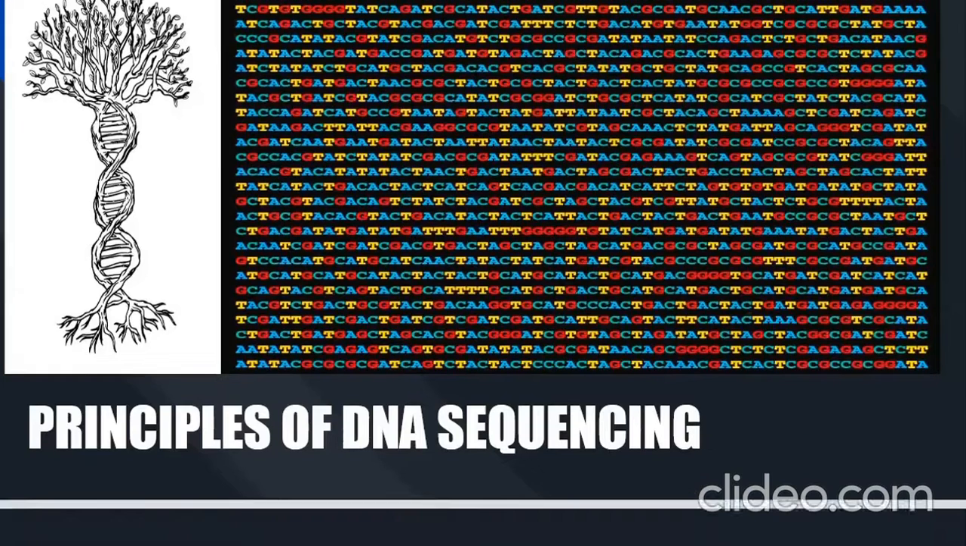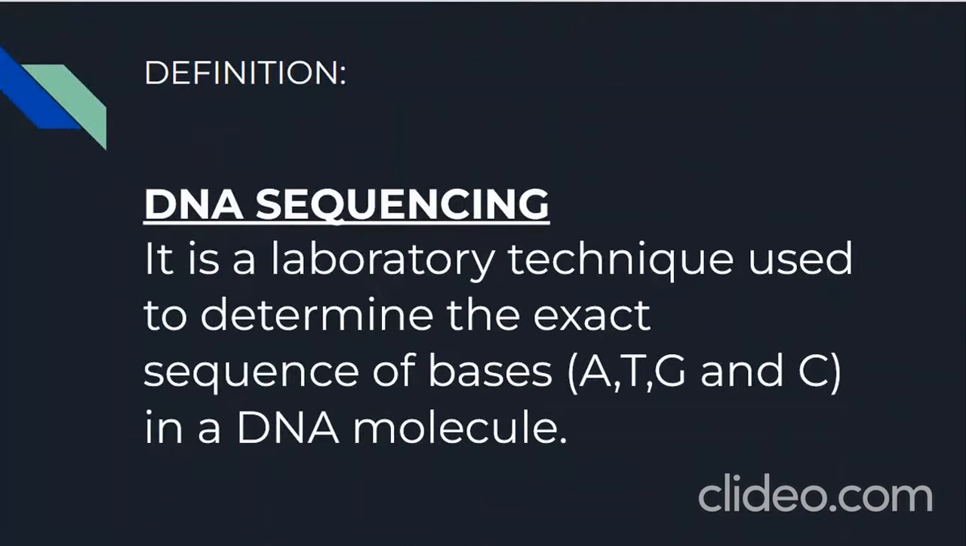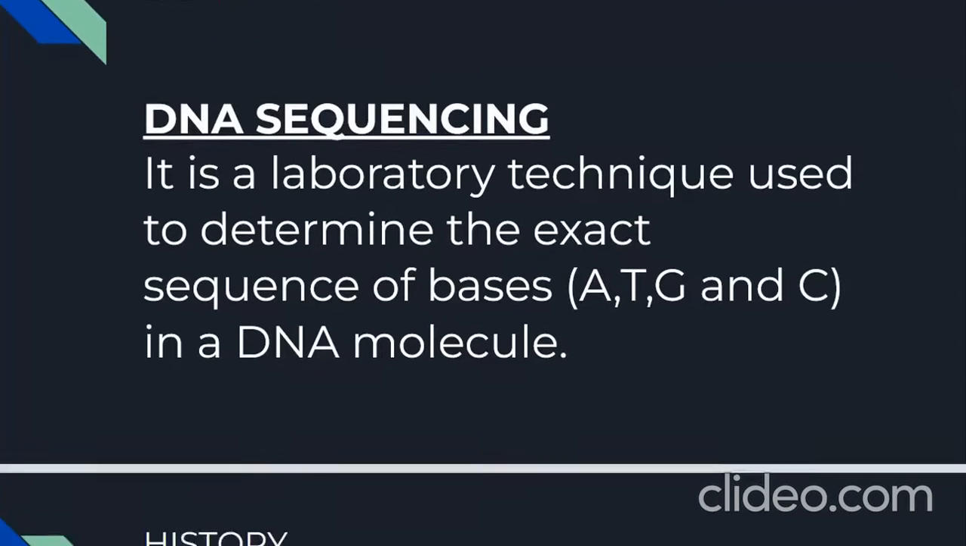Sequencing. Okay, so the first thing is you would want to understand what DNA sequencing is. What is the definition of it? DNA sequencing basically means that it is a laboratory technique used to determine the exact sequence of bases in a DNA molecule. Whenever you have a particular DNA molecule which goes on to produce a particular protein and which affects a certain situation, you would want to learn the DNA molecule sequence. That is why you use DNA sequencing, right?